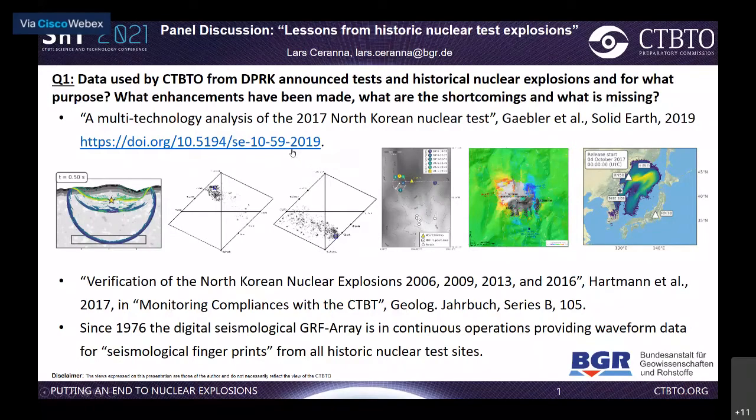First of all, I just want to elaborate a little bit on question 1, the data used by CTBTO from the DPRK announced tests. As we have learned in the previous presentation by Ivan Kitov, there is an important tool called expert technical analysis, where you elaborate more on specific events. And this is what we have done, for instance, for the DPRK6 test. This was the last North Korean test in September 2017. So this is here the link. Also, there is a freely available paper which has been published in Solid Earth.